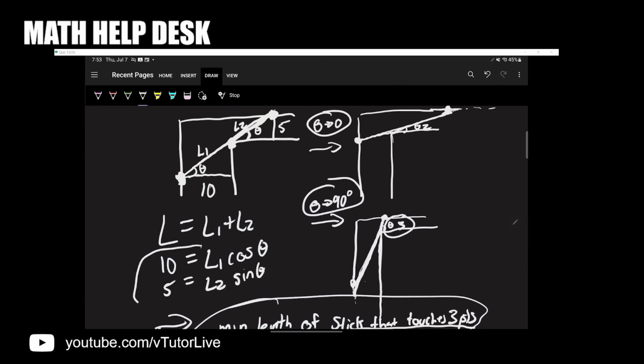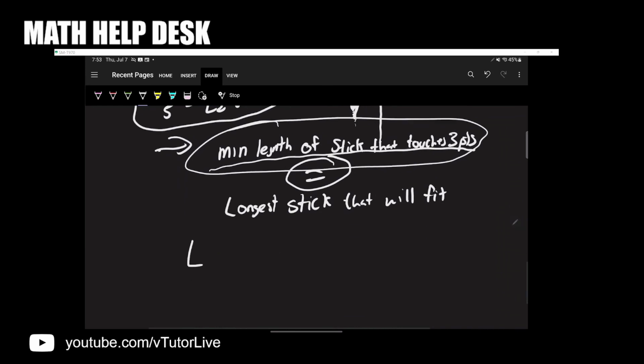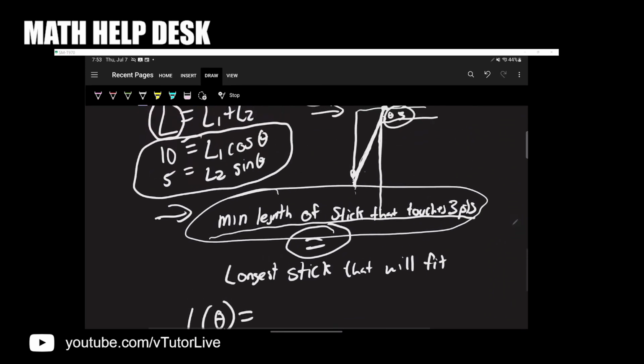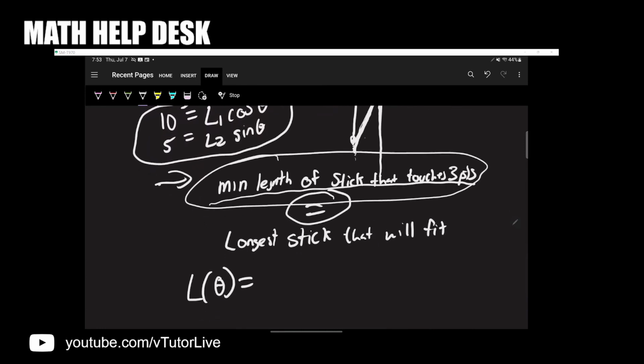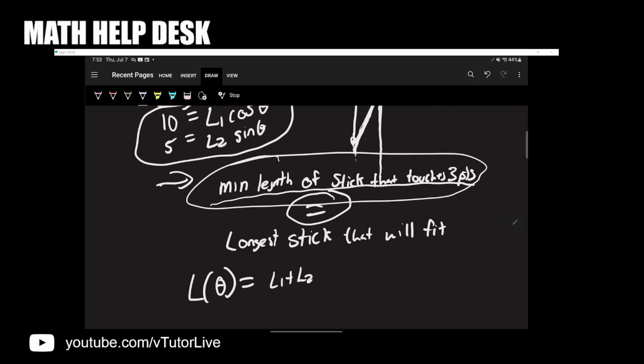So you need to take these two equations and rearrange them to come up with an expression for L. I'll write that down here. L as a function of theta is going to be equal to L1 plus L2, and that's 10 over cosine plus 5 over sine. And so far, so good.